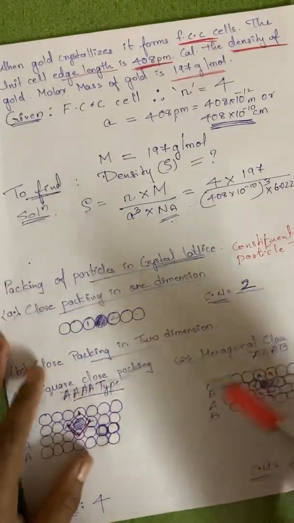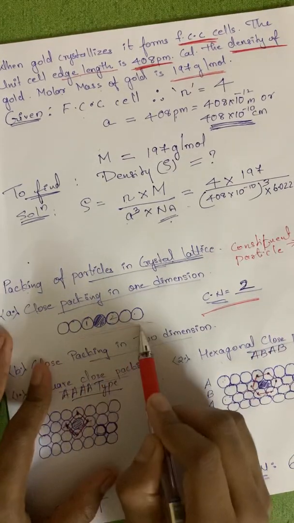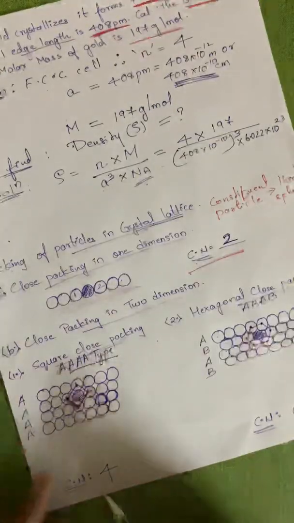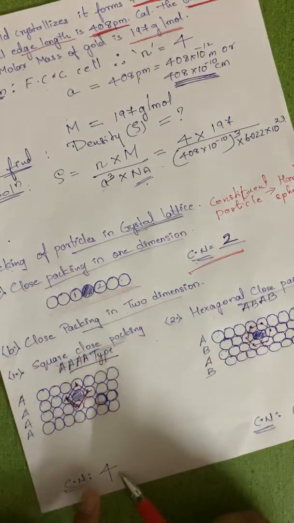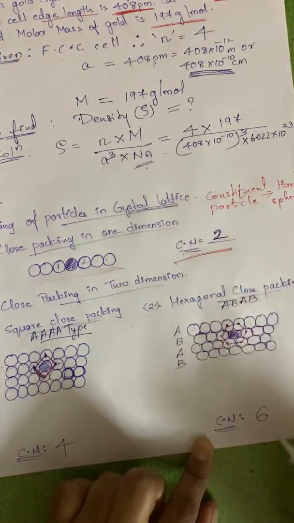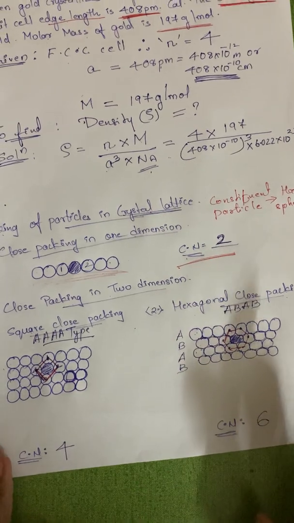And for packing in crystals, you have to learn the coordination number and the structure, the diagram. Coordination number in one dimension packing is 2, coordination number in square close packing in 2 dimension is 4, hexagonal close packing in 2 dimension is 6. Okay, so hopefully this is clear. Okay then, bye.